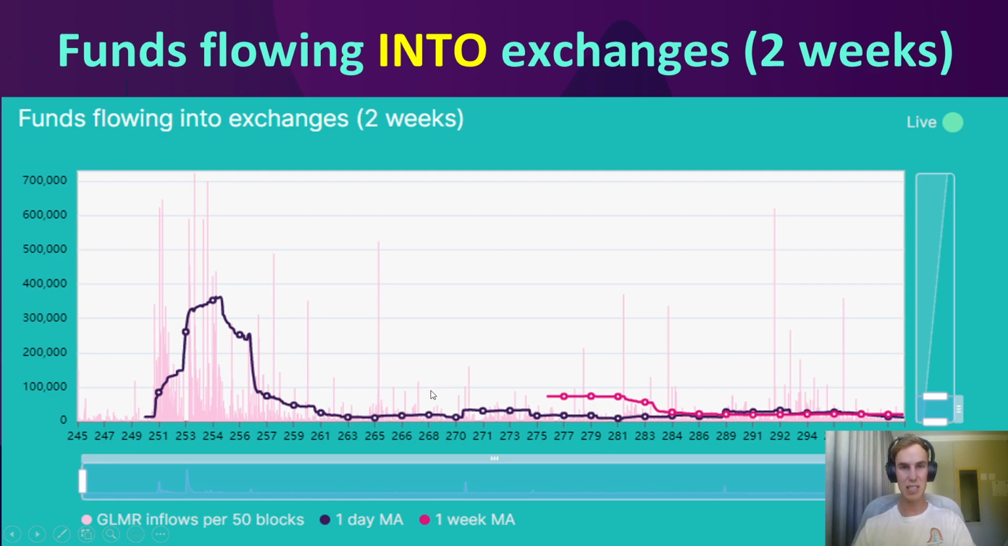But since then, there hasn't been much activity flowing into exchanges. I suspect that most people are simply just staking and earning those juicy staking rewards.